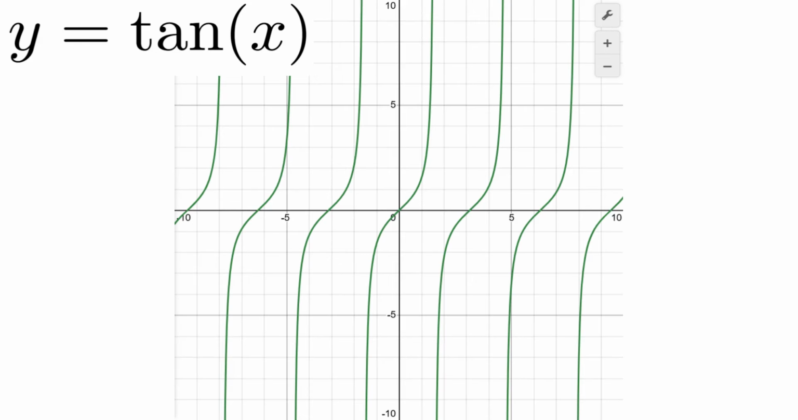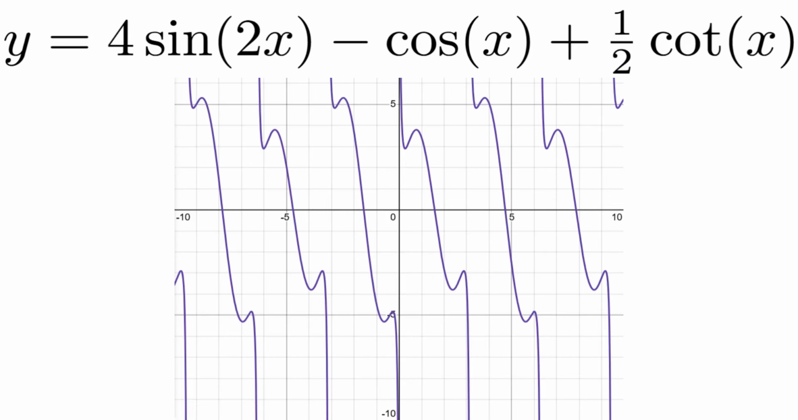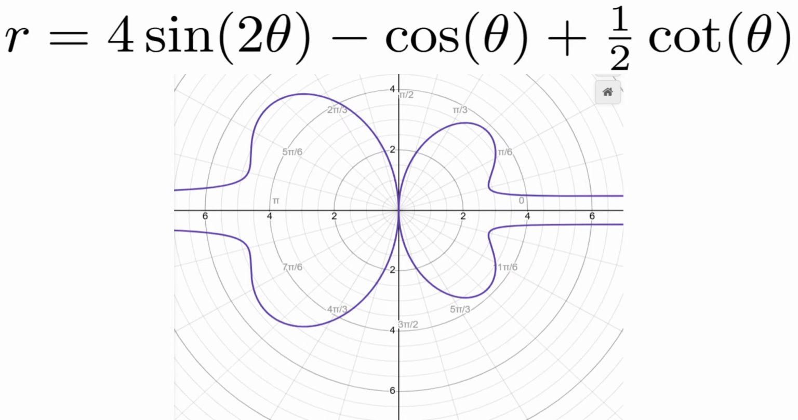And if we look at tan, it's much nicer now. Or even some random functions like 4 sine of 2x minus cosine of x plus a half cot x, which now looks much more simple. Now, this extends into 3D.